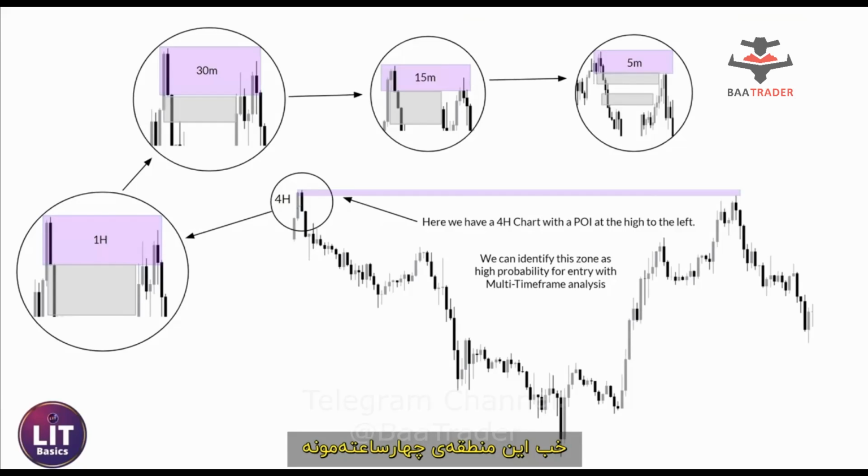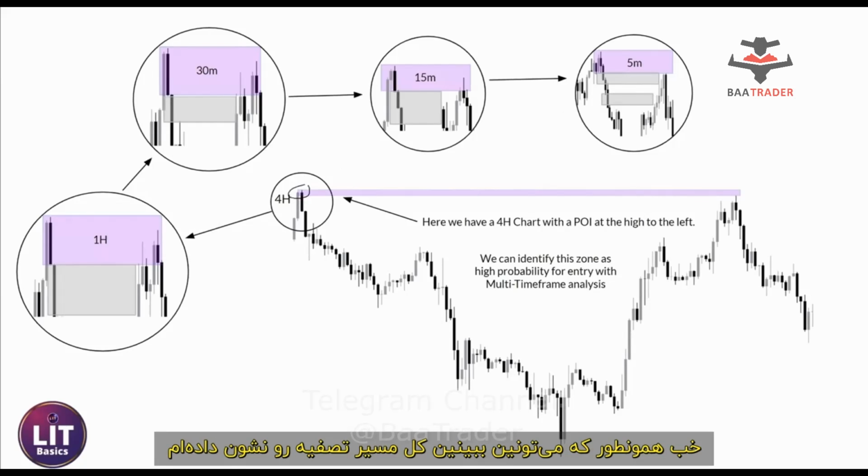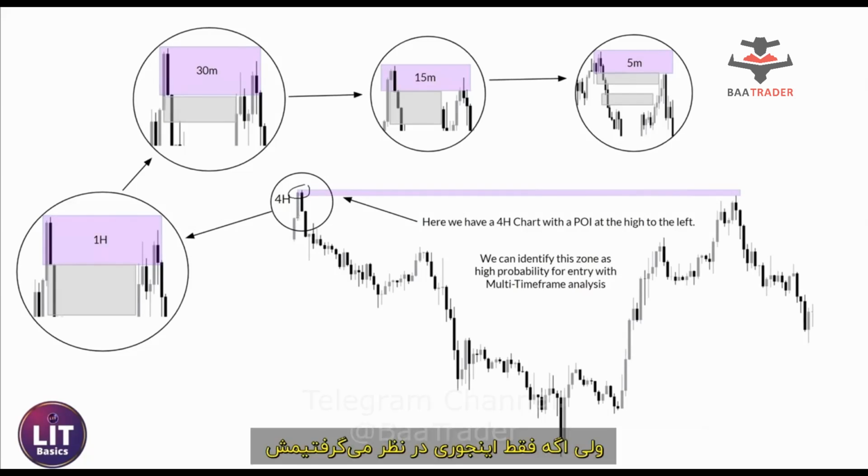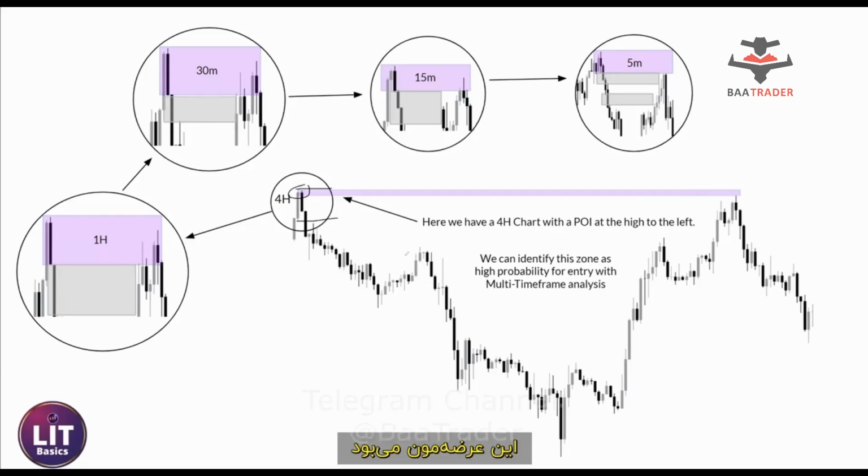So this is our H4 zone. As you can see, I've shown it all the way refined, but if we were to just take it like this, this would be our supply. So when we zoom into this, we have this H1 imbalance with this H1 candle. We zoom into that to refine even further.